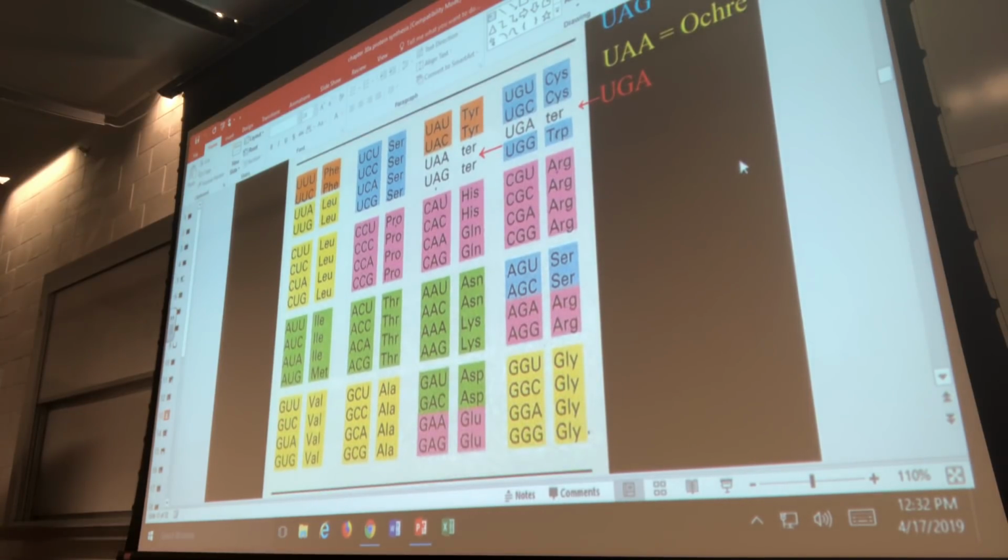Some other features to notice on here is that there are these weird areas on the table that just have the phrase TER on there.